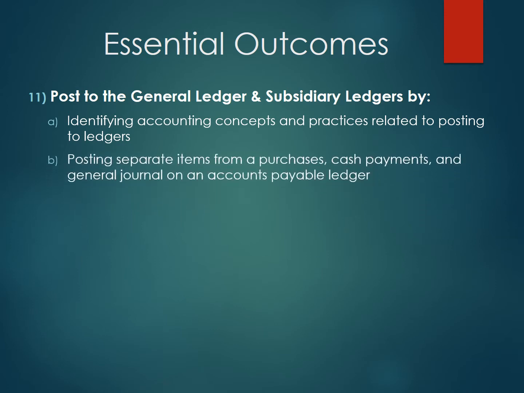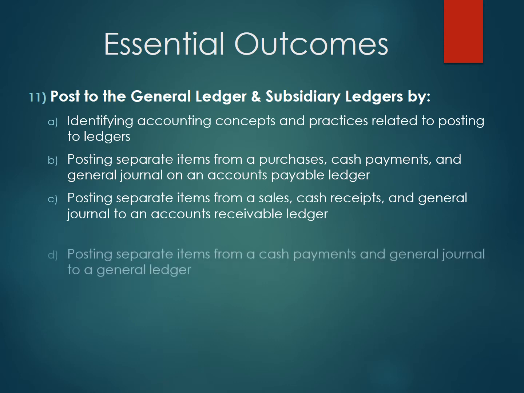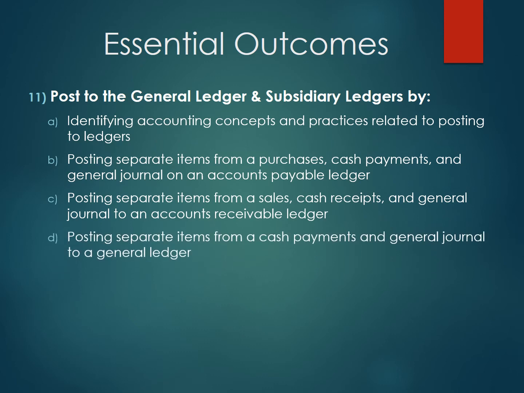B. Posting separate items from a purchases, cash payments, and general journal on an accounts payable ledger. C. Posting separate items from a sales, cash receipts, and general journal to an accounts receivable ledger. D. Posting separate items from a cash payments and general journal to a general ledger.